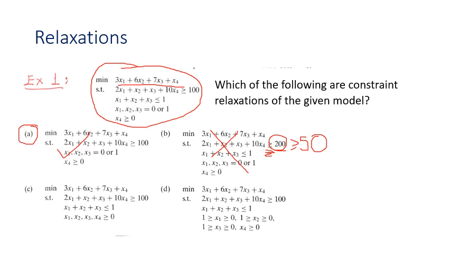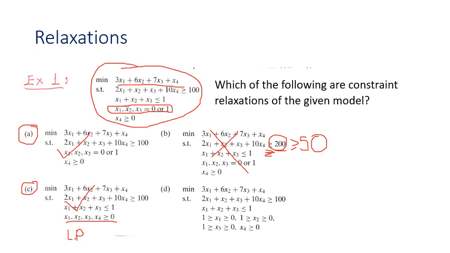Let's look at part C now. The change here is, if you see, we still have the first constraint, the second constraint, the objective function is the same, but these integrality restrictions, the binary restrictions on decision variables, are changed to all being continuous, greater than or equal to zero. So this is a relaxation, and this is an important type of relaxation which we call LP relaxation. Okay, so this is an LP relaxation, and it is a constraint relaxation.